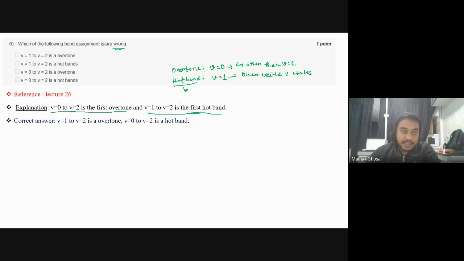But in my question, it is asking which ones are wrong. V equals 1 to V equals 2 is an overtone? No, it is a hot band, so that is wrong. V equals 1 to V equals 2 is a hot band? Yes, right. V equals 0 to V equals 2 is an overtone? Yes, this is the first overtone. V equals 0 to V equals 2 is a hot band? No, this is not a hot band. This is an overtone. So these two will be the answers.